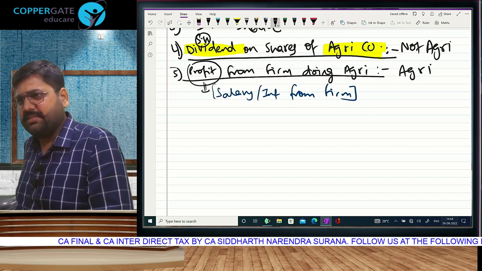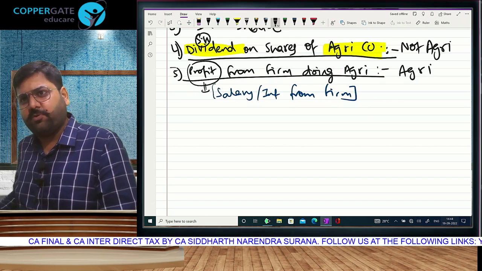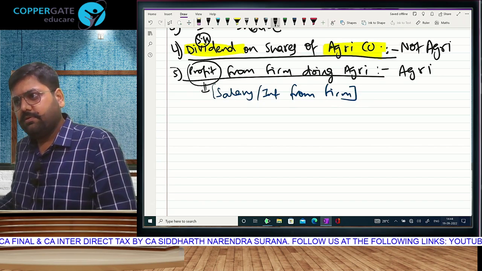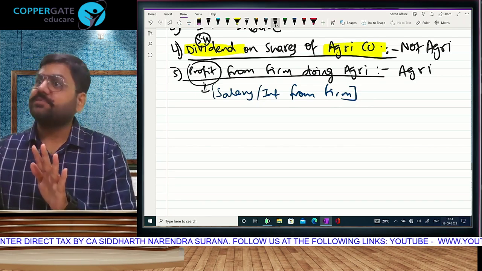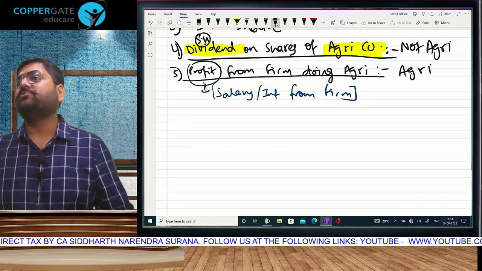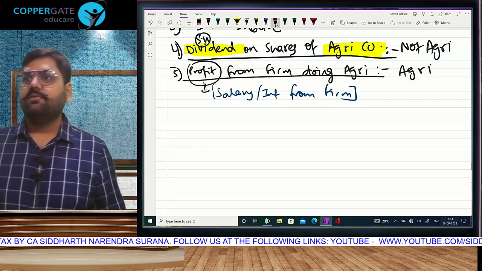Very next section. After share of profit from HUF, we have share of profit from firm. But salary and interest is not exempt. In normal circumstances it is taxable, but if the firm is doing agriculture, it will be exempt. Is that clear?